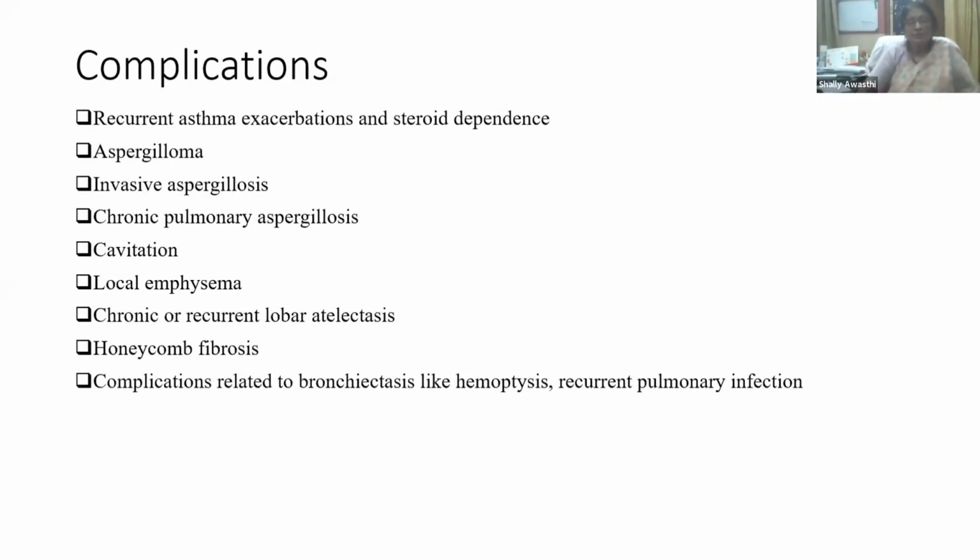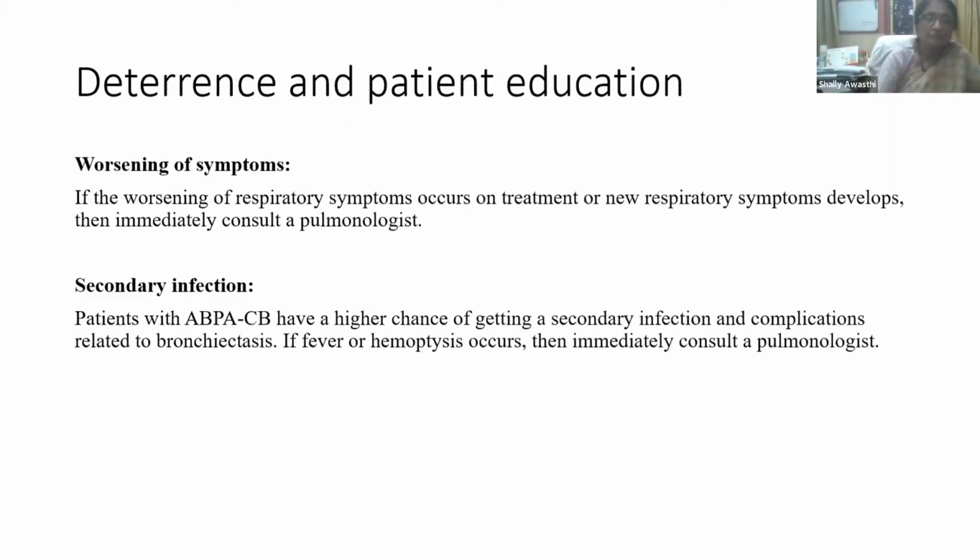So these children, despite treatment, develop recurrent asthma exacerbations and steroid dependence. They develop aspergilloma. Again, the last speaker will show you an aspergilloma case. They develop invasive aspergillosis, chronic pulmonary aspergillosis, cavitation, localized emphysema, chronic recurrent lobar atelectasis, honeycomb fibrosis, and complications related to bronchiectasis, hemoptysis, recurrent pulmonary infection. Again, our index case had, as a result of bronchiectasis, terminal hemoptysis.